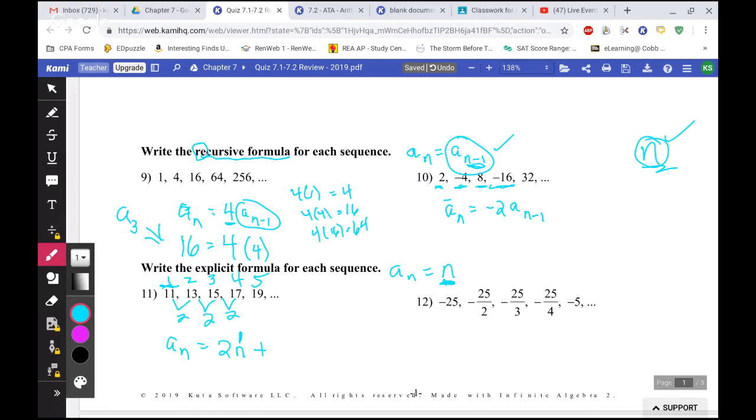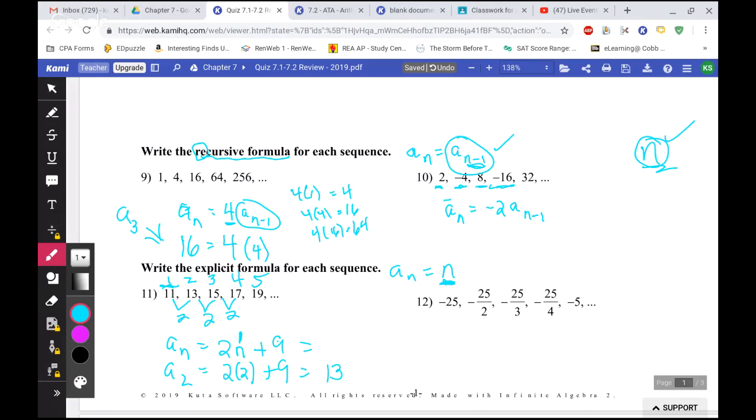See, up here, the A is in there, and down here, the N is in there. Are you seeing the difference? Yes, ma'am. Okay. So if I would have to add 9, if you look at it, A sub 2, 2 times 2 plus 9, that's going to equal 13. So that's right, right? Yes, ma'am.